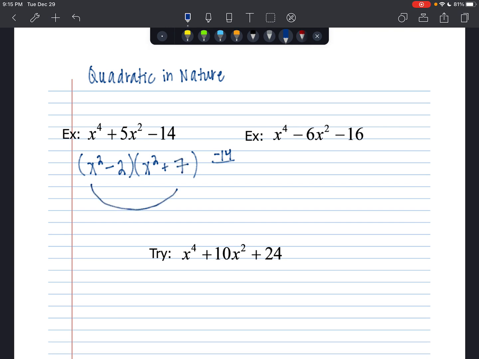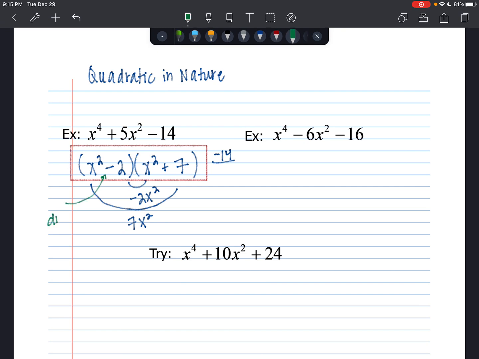I'm going to do a quick check. 7x squared, negative 2x squared, that's a positive 5x squared. That works. Therefore, our answer is x squared minus 2 times x squared plus 7. Now I feel comfortable boxing that, even though I have a difference. See here, we have a difference, but we don't have a difference of 2 squares.